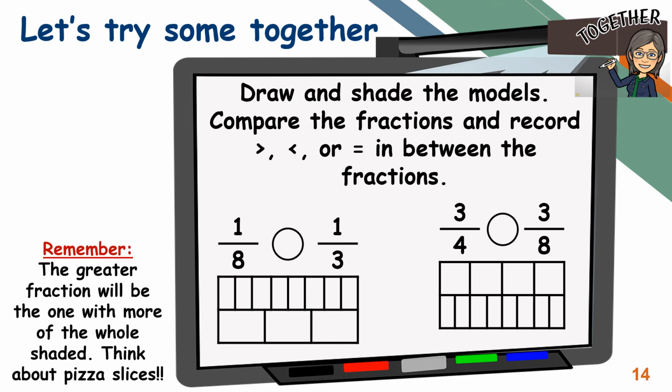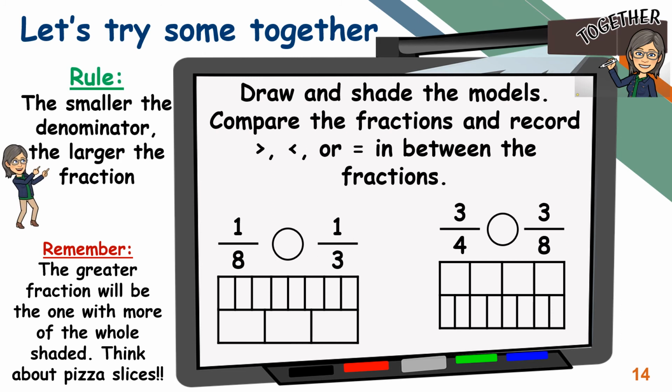Think about pizza slices. Let's review the rule for comparing the fractions with like numerators, meaning same numerators. Remember, the numerators must be the same number for this rule to work. And in this case, they are. The rule is the smaller the denominator, the larger the fraction, because the size of the parts in the whole would be larger. I can turn that same rule around and still say the same thing, but just backwards. In other words, the larger the denominator, the smaller the fraction, because the size of the parts in the whole would be smaller in that case.